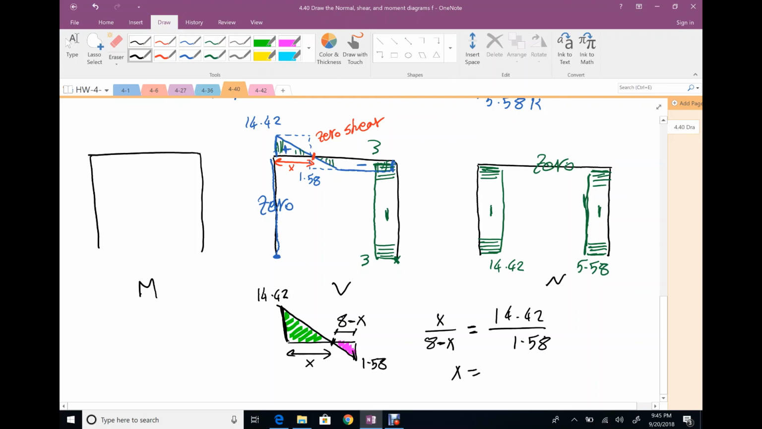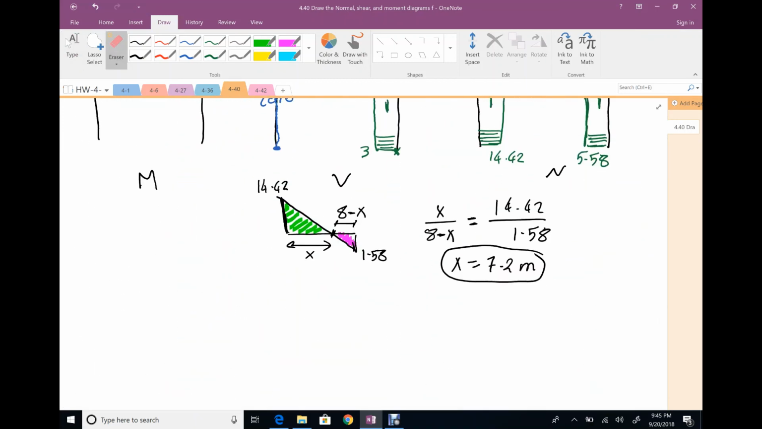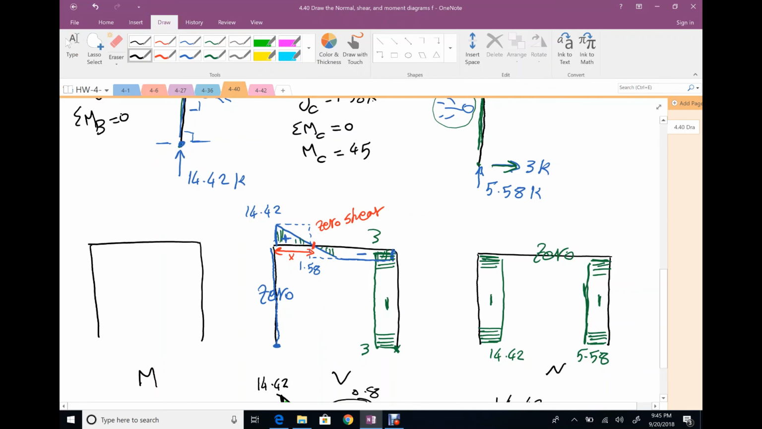So your distance x using your calculator will be 1.58 plus 14.42 divided by 14.42 times 8 inverse. Your distance is 7.2 meter. Is it meter or feet? I'm sorry, it's feet. So your unit is feet. So this distance is 7.2. That means that distance is 0.8. Okay. So this one is 0.8 and this one is 7.2.